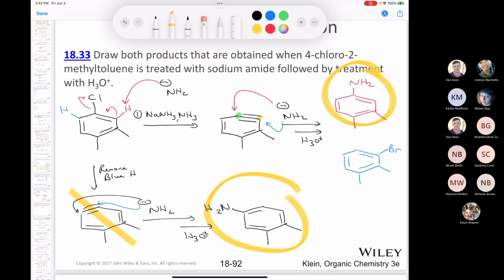And therefore, what's the answer? What are the two products? We get the product that's in the yellow circles, and then because these two are the same, you would also end up with this region.